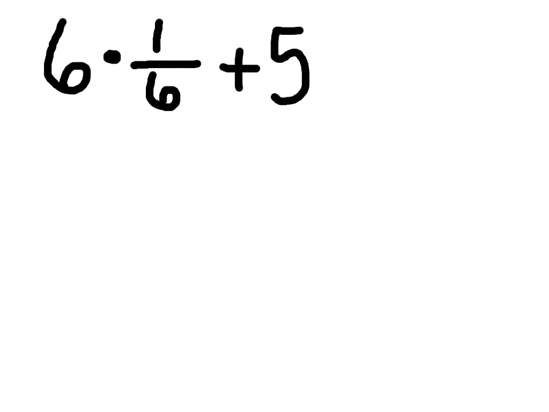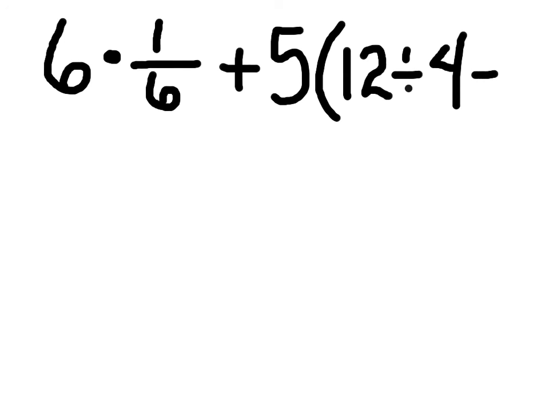Open paren. 12, oops, what's that symbol? Divided by. Divided by, right? 4 minus 3, close paren. Excellent. All right, so looking at that expression, what do you need to do first? The parentheses. Inside the parentheses it says 12 divided by 4 minus 3.